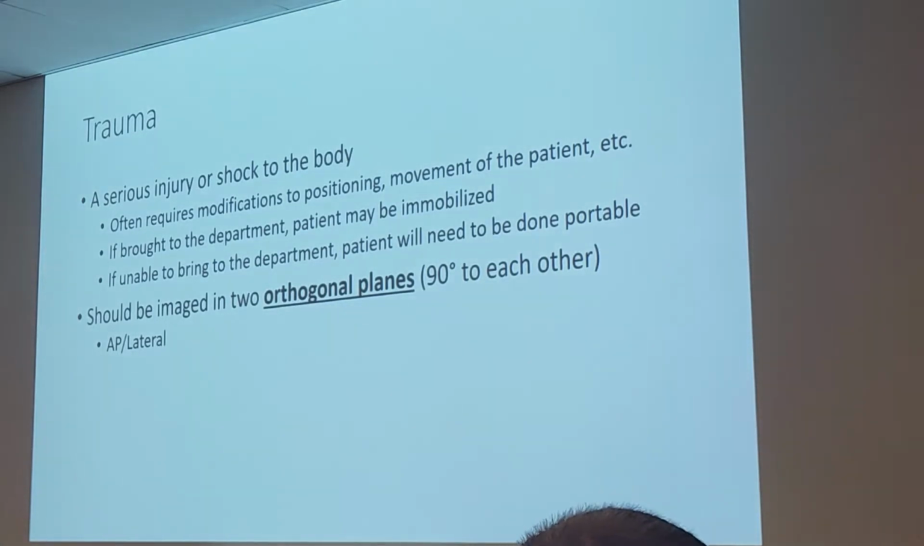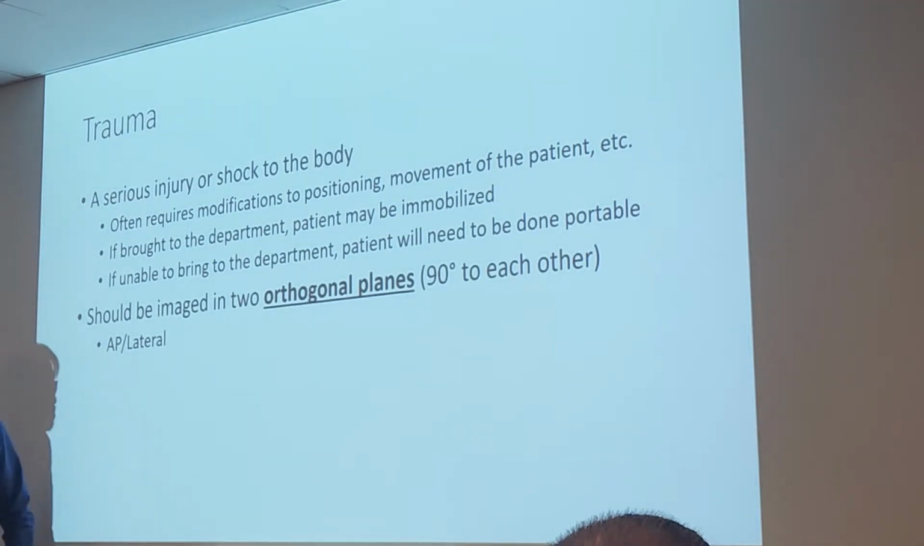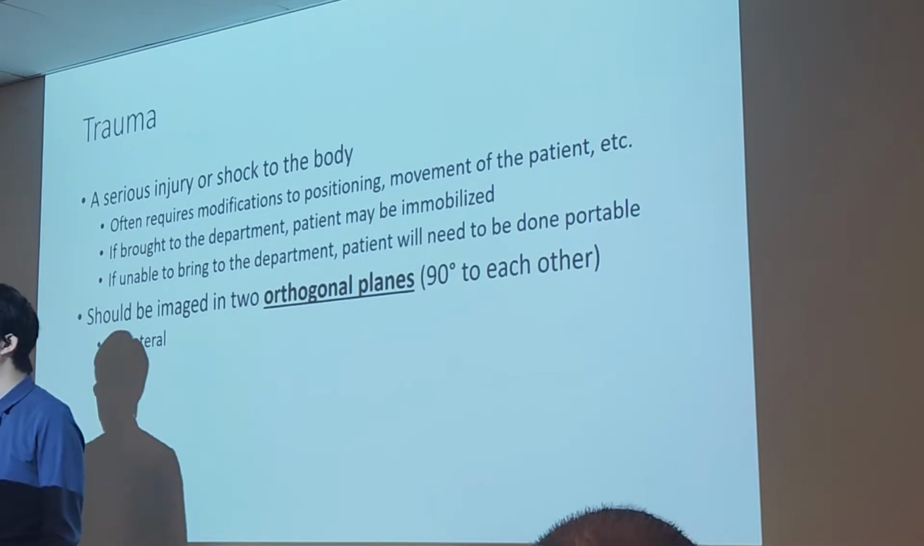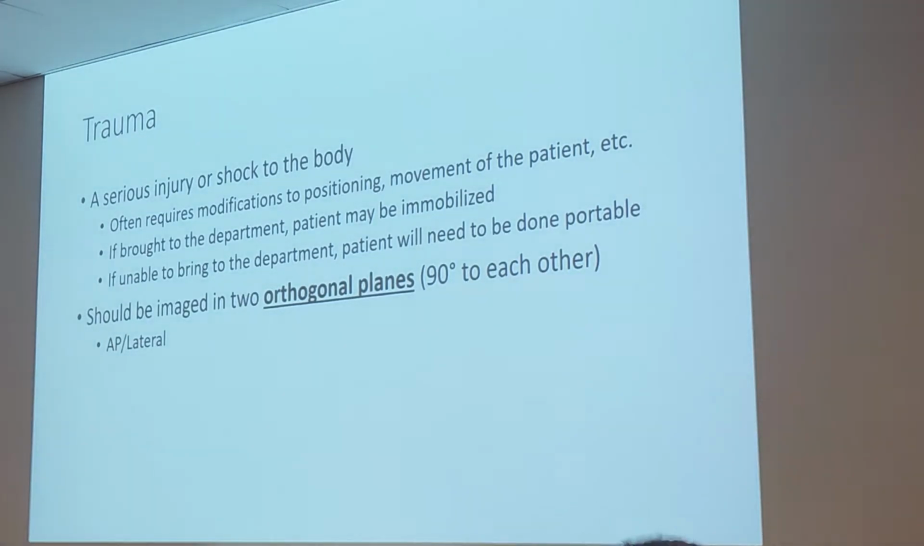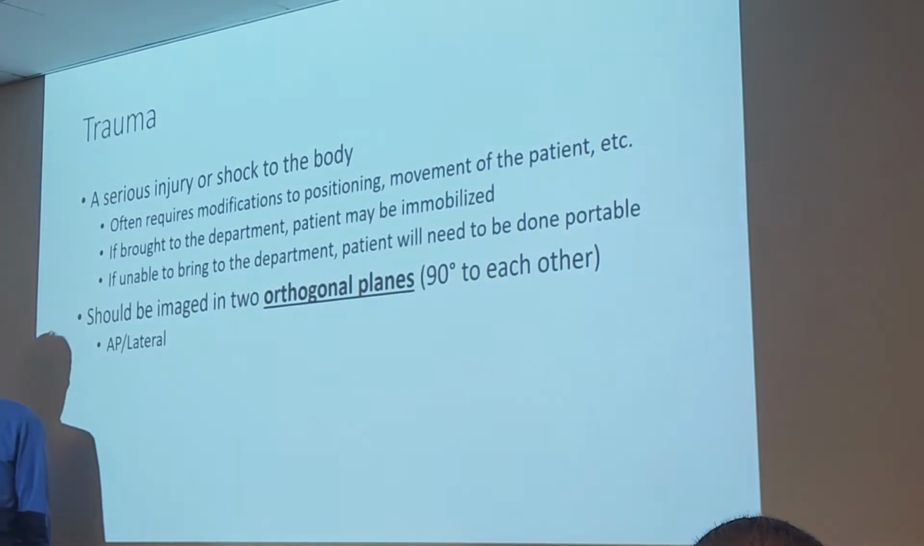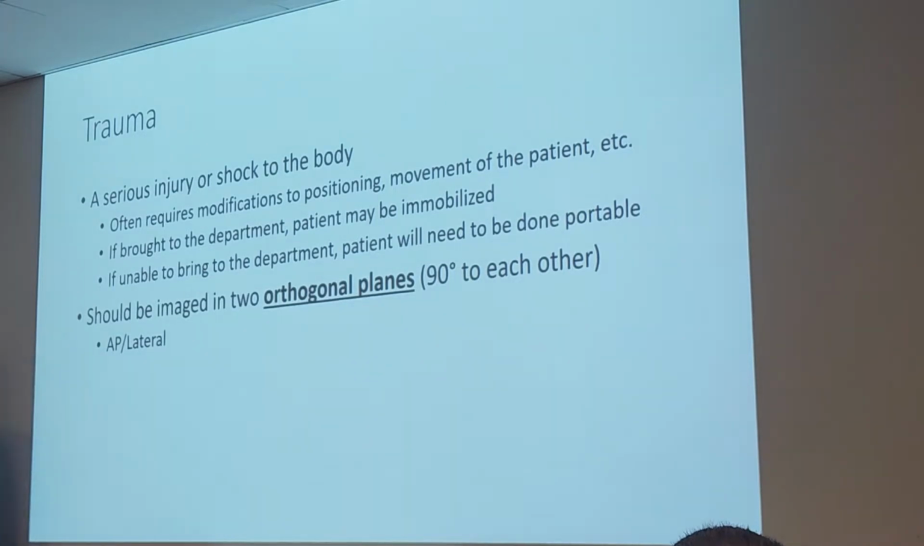Foreign bodies. Okay, if there's a foreign body, why would you want an AP and lateral view of the foreign body? Why not just an AP view? To get it in its entirety. What does that mean, in its entirety? From all directions. Why does it matter that you look at it from multiple directions? You don't want to miss anything. You don't want anything to be hiding.